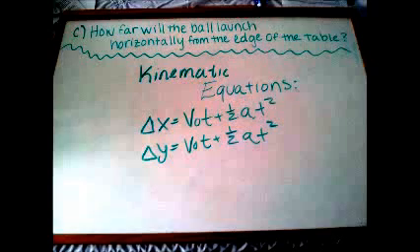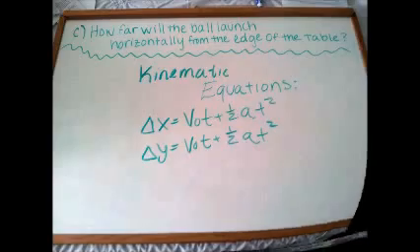In part C, we are asked how far the ball will launch horizontally from the edge of the table. To do this, we must use kinematics. So we use these two kinematic equations. Delta x equals v naught t plus 1/2 at squared, and delta y equals v naught t plus 1/2 at squared, where delta x and y equal the distance, v equals the velocity, t equals the time, and a equals acceleration.